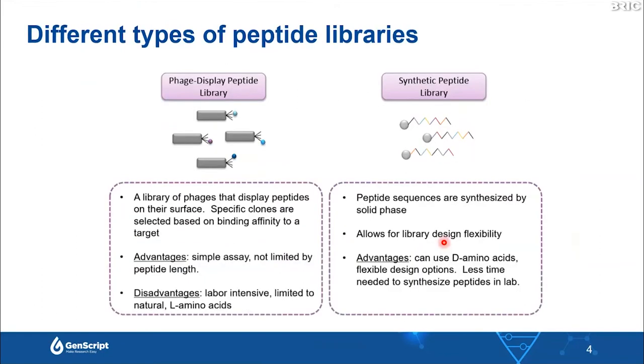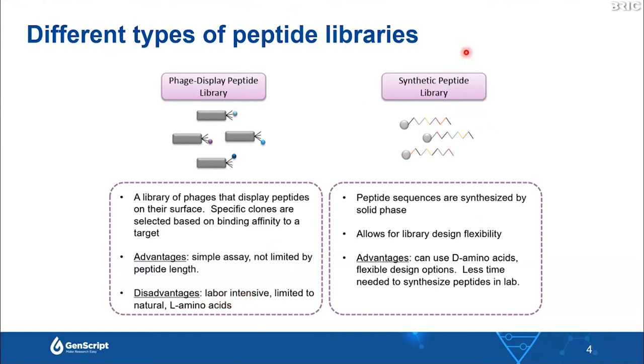There are two major ways of creating such peptide libraries. One is phage display, where the peptides are expressed on the surface of phages upon the transfer of related DNA into the phages. Specific clones are then selected based on binding affinity to a target, thereby determining crucial epitope information. One advantage of such phage peptide libraries is that they are simple and not limited by peptide length. However, determination of binding affinity is often labor-intensive, and they are limited to natural L amino acids.